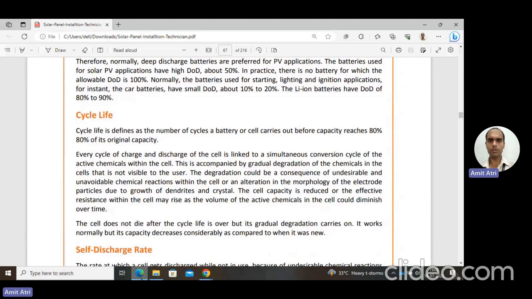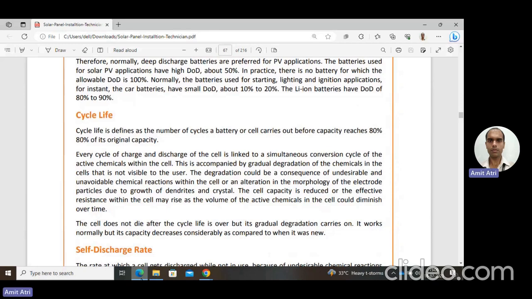The degradation could be a consequence of undesirable and unavoidable chemical reactions within the cell, or an alteration in the morphology of the electrode particles. It means the components are degrading due to the continuous chemical reactions of charging and discharging. So reactions are being carried out continuously, and due to that, the total capacity is decreasing.